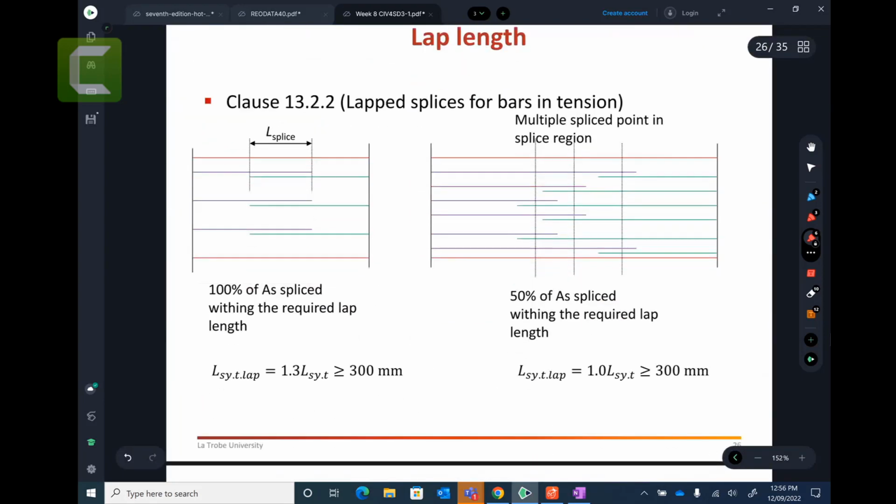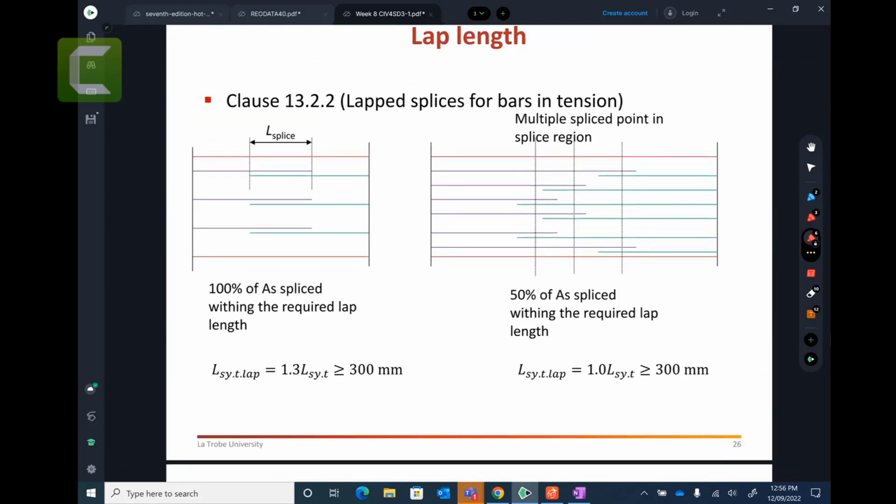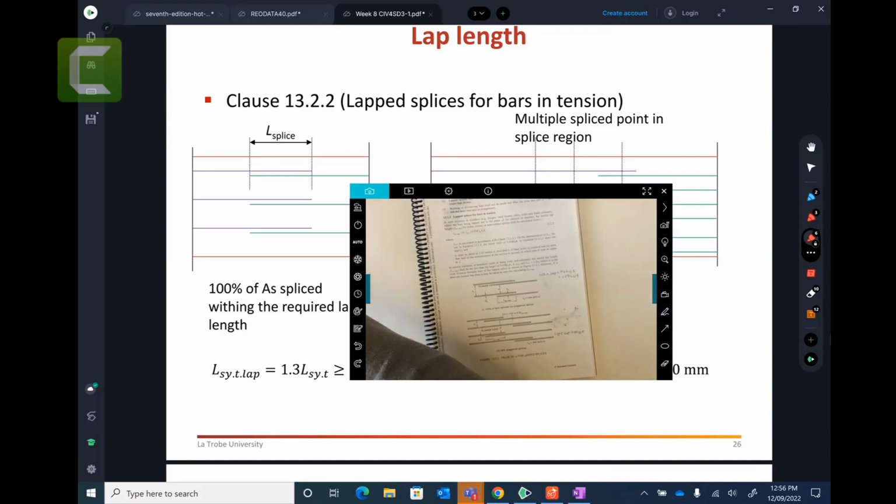All right, I need to explain this one. There is clause 13.2.2. You can see these figures. These figures are a little bit complicated. Look at these figures, like 100% bar splice, no stagger splice, and you have 50% stagger splice. It's a little bit complicated. I need to explain these two figures here.